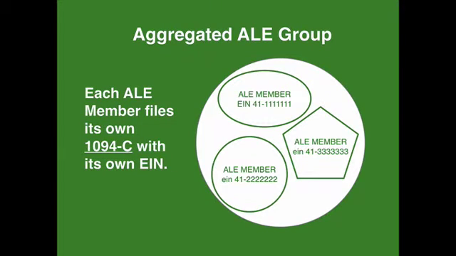Well, each ALE member files its own 1094C with its own EIN with the IRS. So you're telling me that my group of companies here that has one 401k plan and one health plan is going to have to file 3 separate 1094s? That's right, and that's so that the IRS can go ahead and assess the employer responsibility fee appropriately for each of the employers.